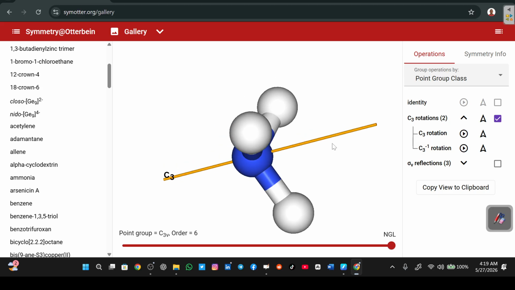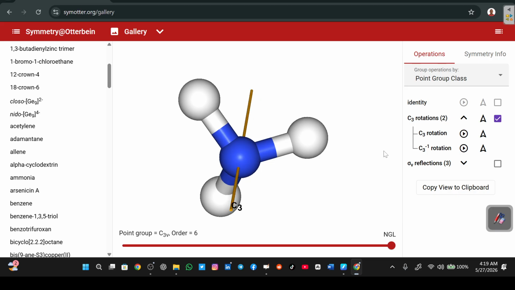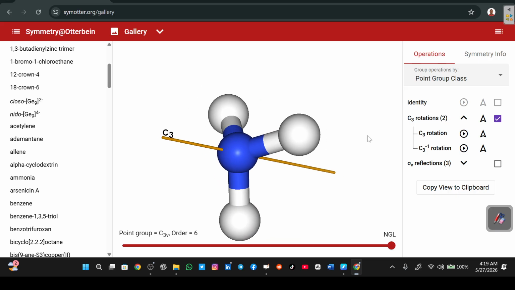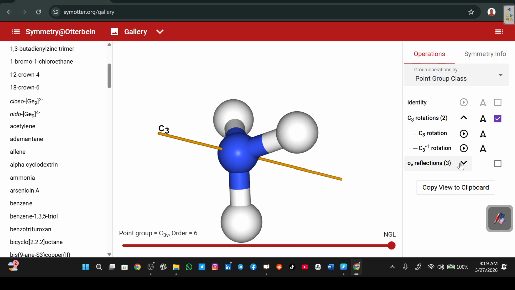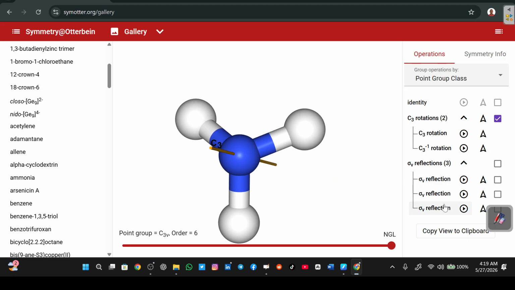Okay, so let me indicate this way. So we have already established C₃, C₃², which is just C₃ inverse, and then we have established identity. So let's establish the reflection planes. Okay, so that's the first reflection plane.